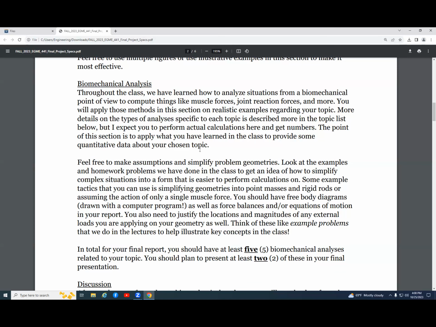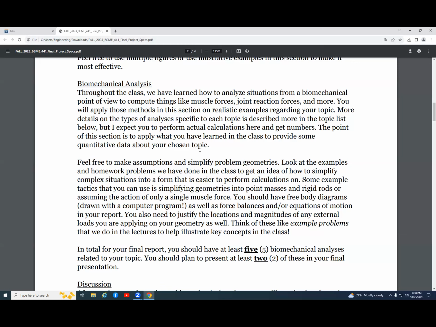Okay, so you might have to simplify geometries, and you may have to simplify forces and things like that. At the very least, you should have free body diagrams. If you're going to be doing static analysis, which is a very common one for this project, make sure you have your free body diagrams and your equations of motion. Make sure you show me the work that actually goes into solving these problems.